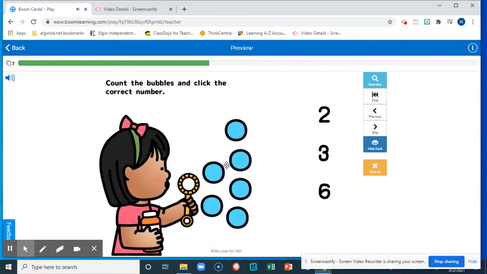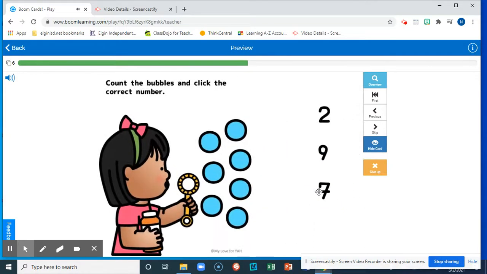We have a lot more bubbles. So let's count them. 1, 2, 3, 4, 5, and 6. Which one's number 6? The top, the middle one, or the bottom one? Number 6 is the bottom one. What number is this? 2. What number is this? 3. We have 6 bubbles, so we need to click on number 6.